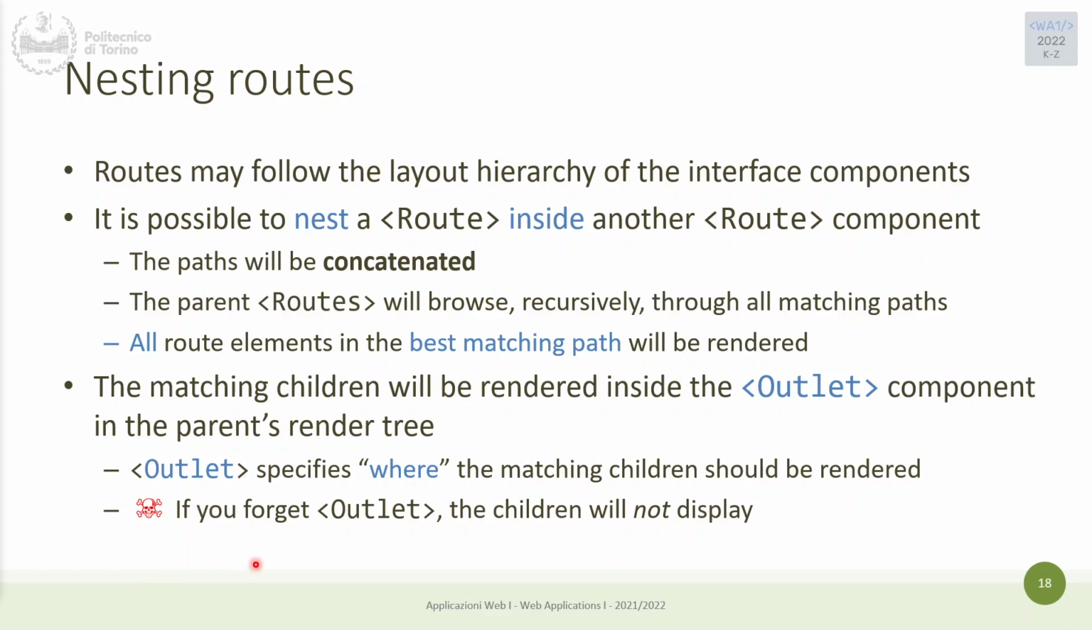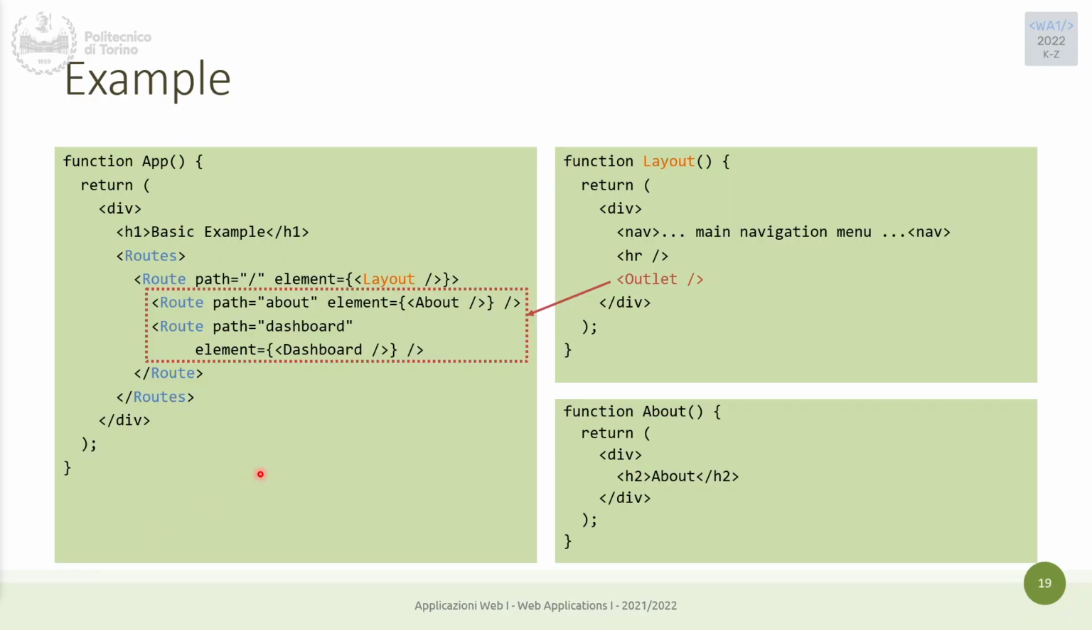the children component. There is a death mark here because it's something that happens a lot, that you develop the application and you say, I can't understand why I don't see this child component. Usually the reason is that you simply forgot Outlet, and if you forget this tag, the children will not be displayed. So here again we have an example, a little bit more complete.